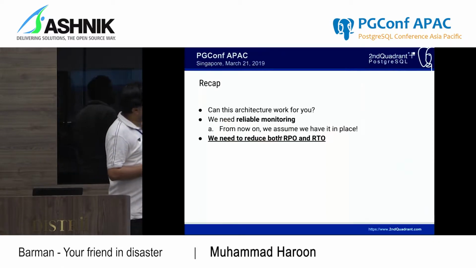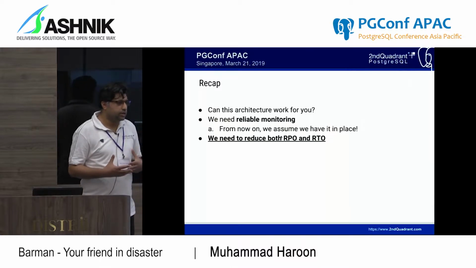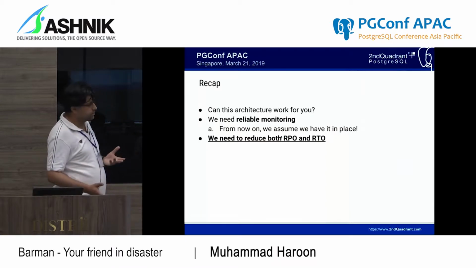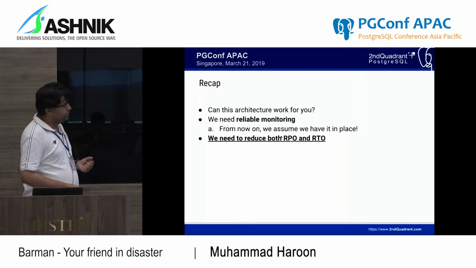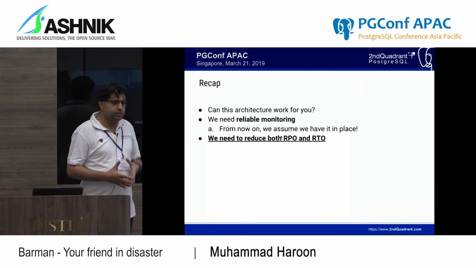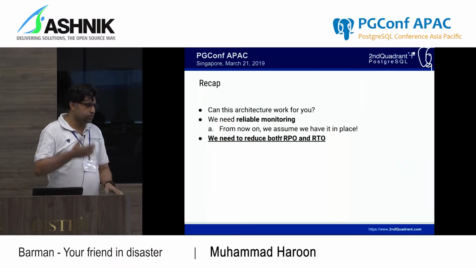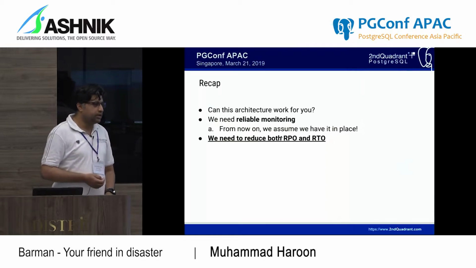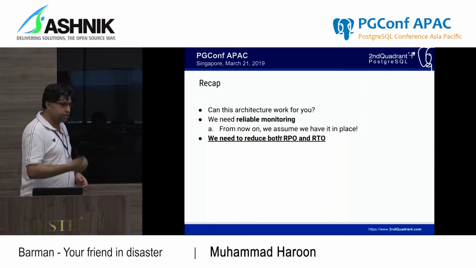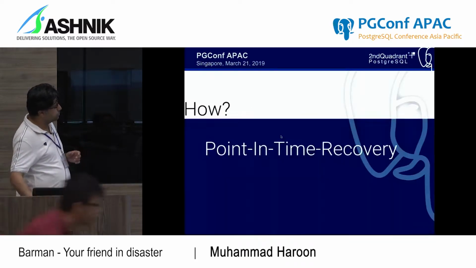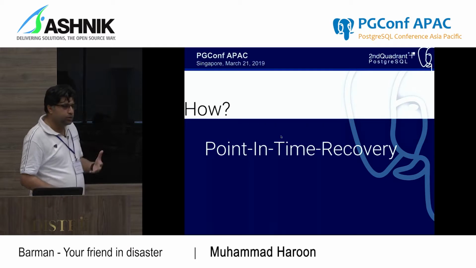So what we are going to assume from here on in is that you have some sort of monitoring in place, because without that, that previous disaster would never actually be diagnosed or discovered, and therefore would never be fixed. Our objective should be to basically reduce both RPO and RTO. So, the amount of data that we lose in case of a disaster and the time it takes to recover from the disaster, that is what we need to reduce in order to get to a stable position. So, how do we do that?